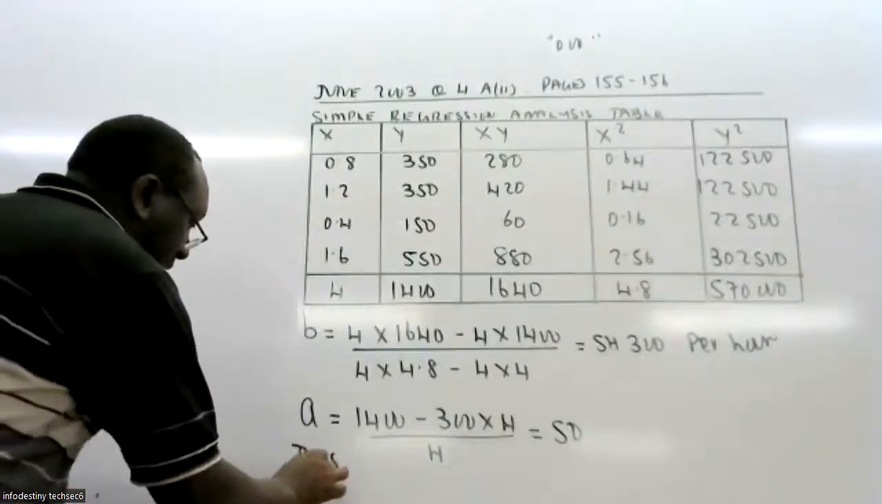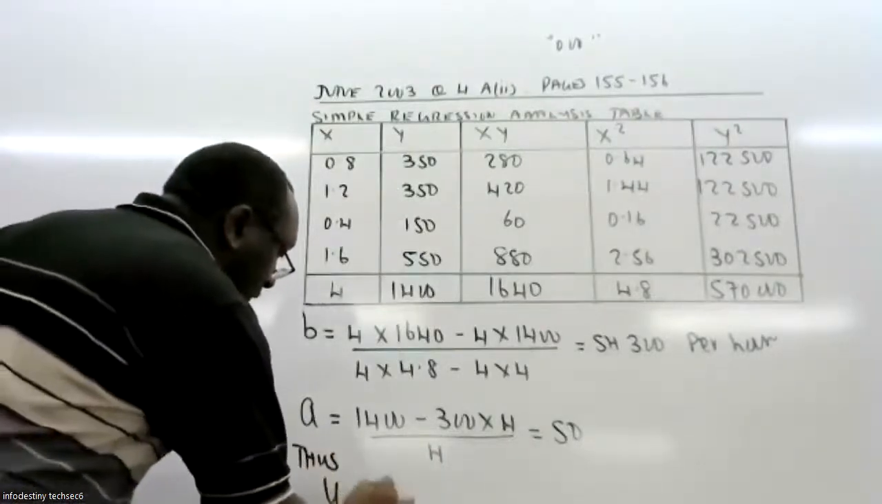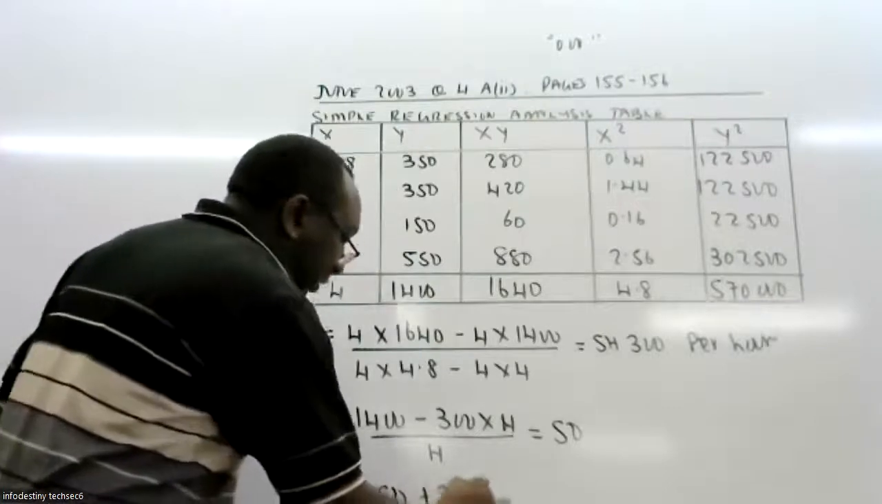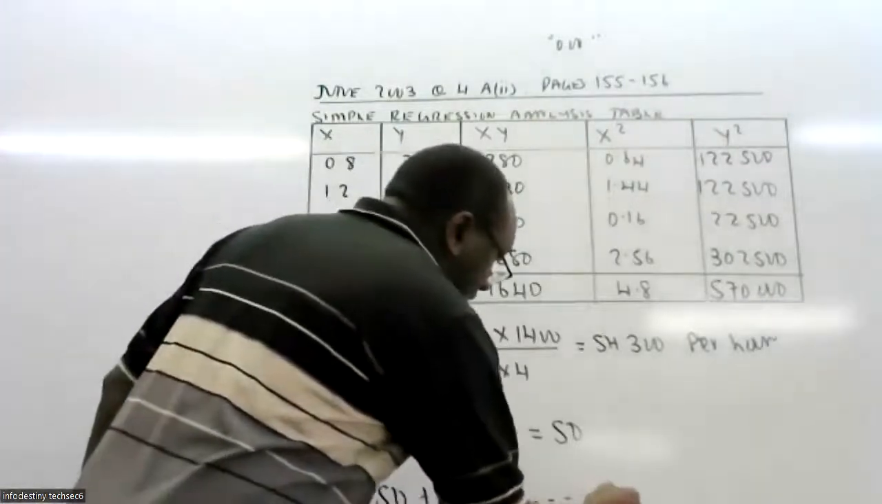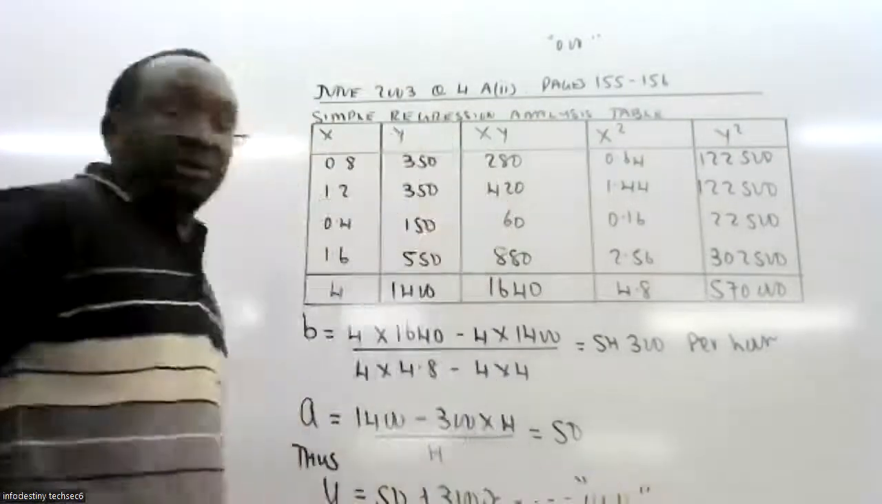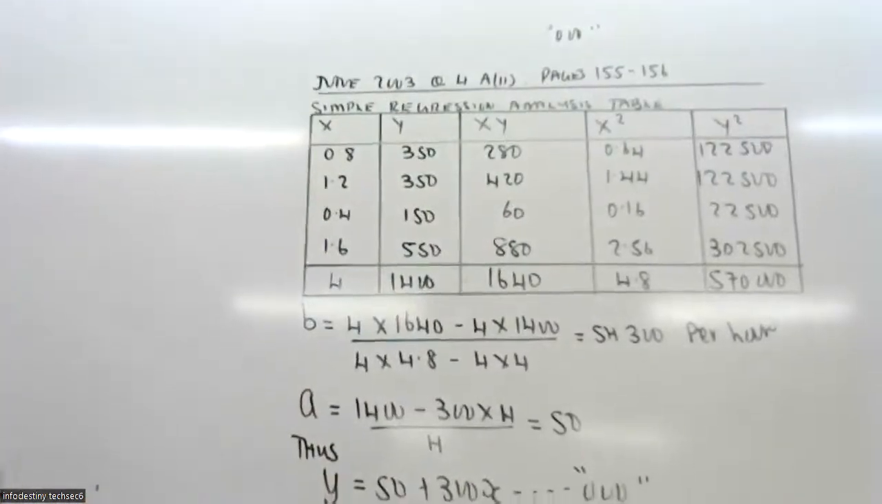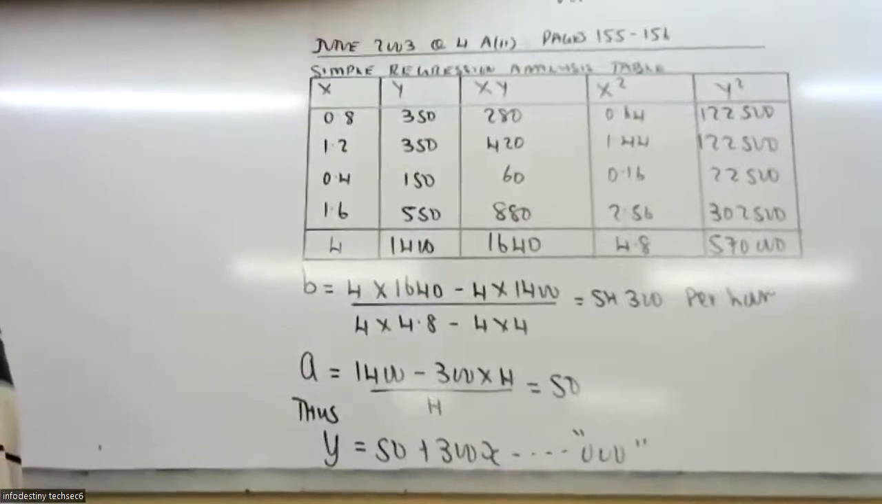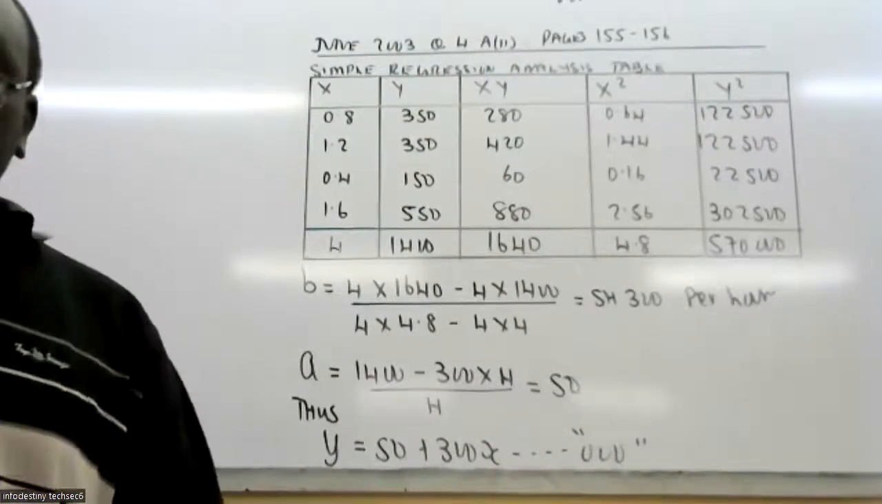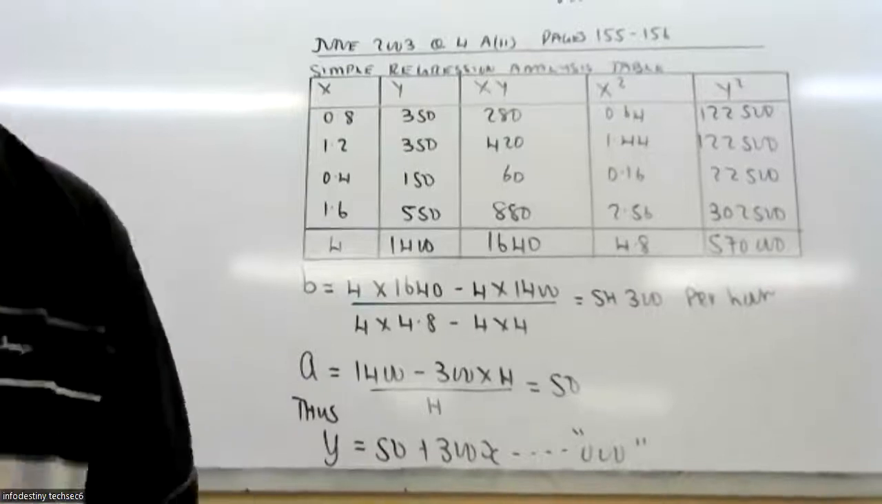Thus, Y is equal to 50 plus 300x. And remember, this equation is in thousands.